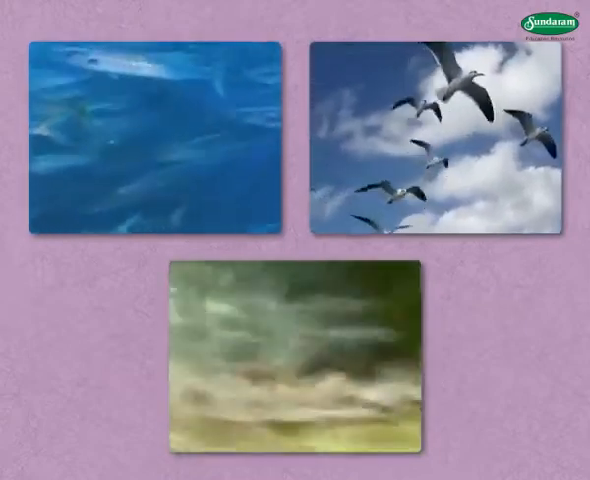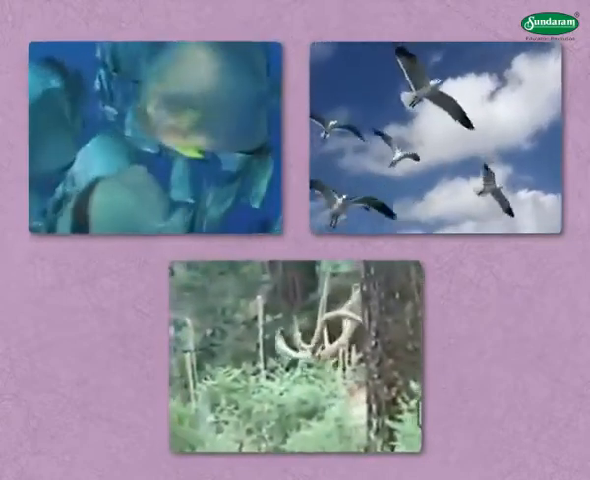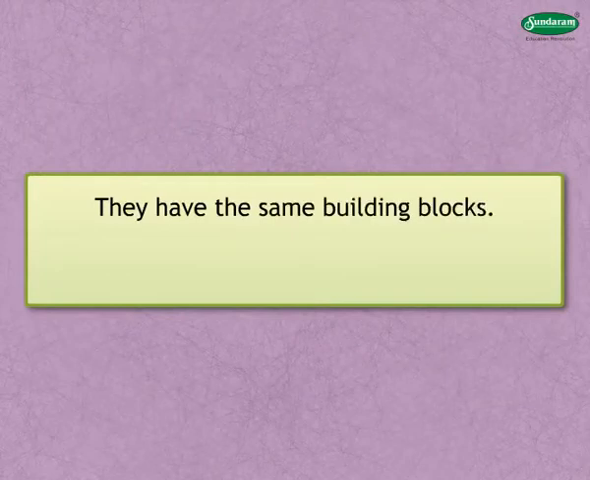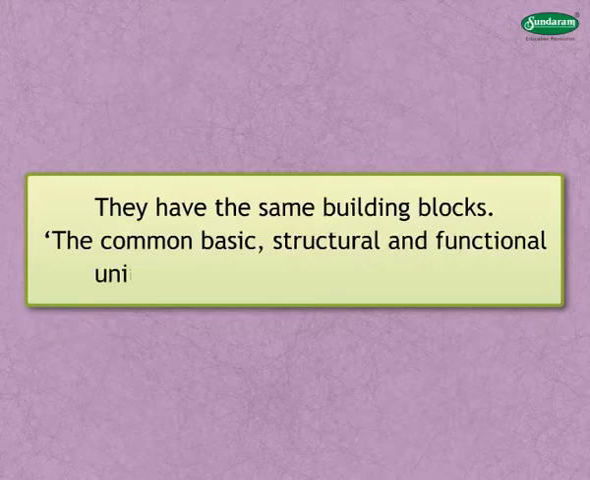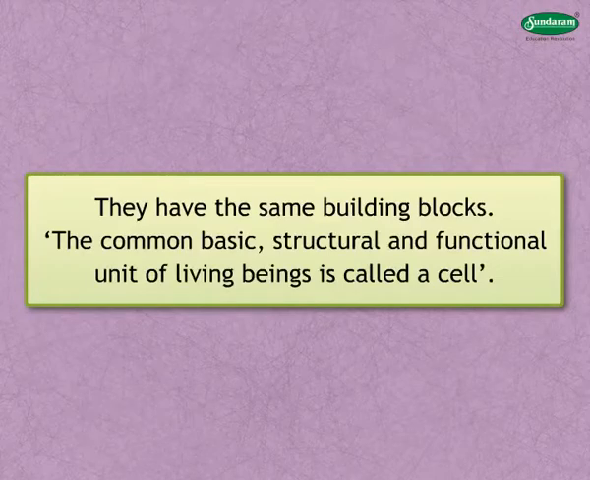Same is true for living beings. There are millions of kinds of living beings on this earth. They differ in size and shape. Some live in water, while others in air or on land. They have the same building blocks. The common, basic, structural and functional unit of living beings is called a cell. Let us prepare ourselves to understand the basics of cells.